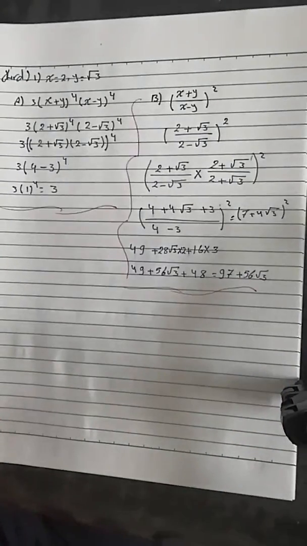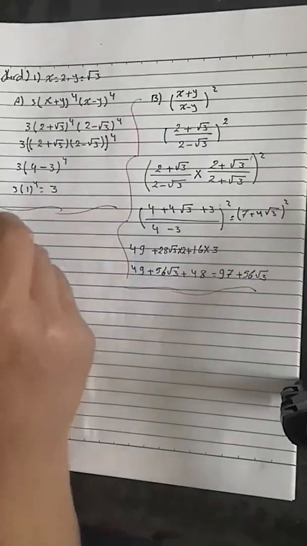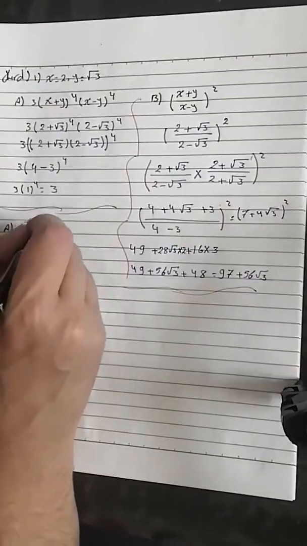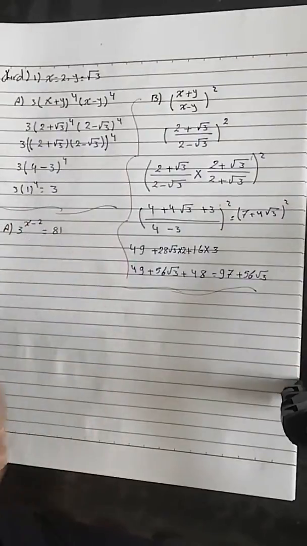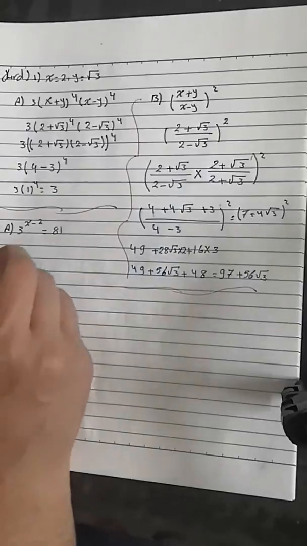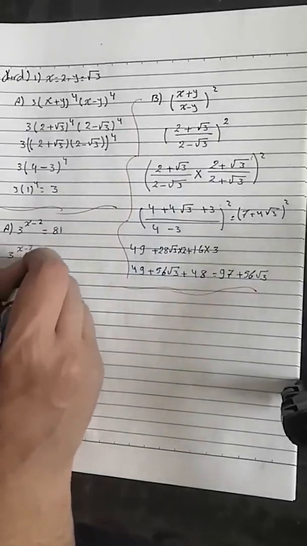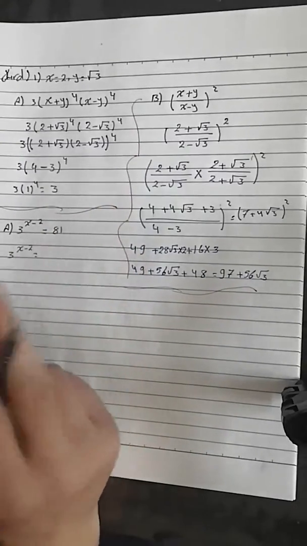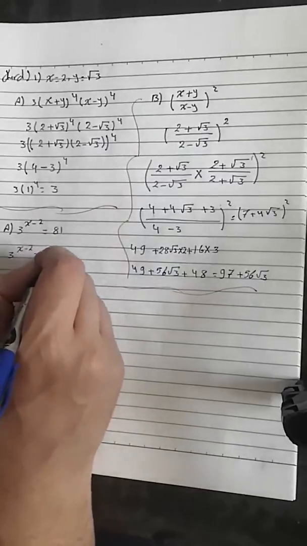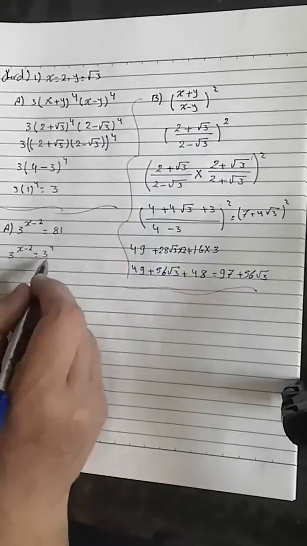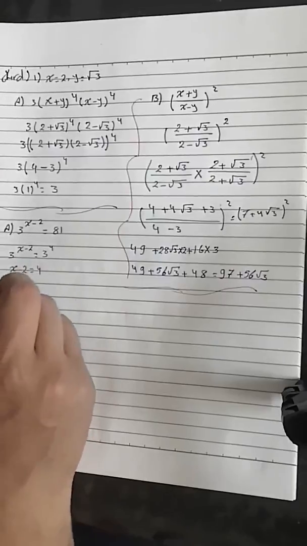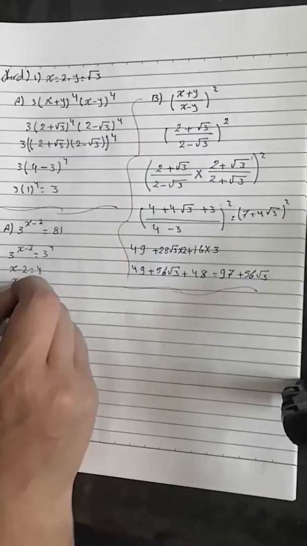Number 2, find the value of x in each of the following. The first one, 3 to the power of x minus 2 equals 81, which is 9 times 9. 9 equals 3 to the power of 2, so this one will be 3 to the power of 4. If the bases are equal, then the powers are equal. So x minus 2 equals 4, so that x equals 6.